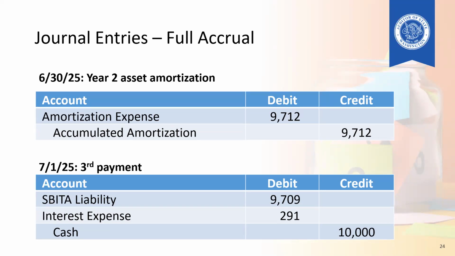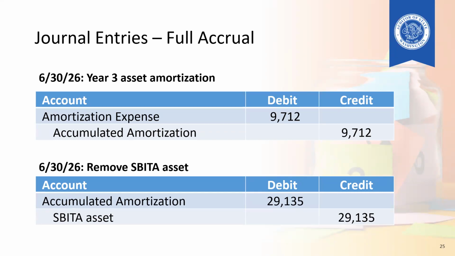The principal portion of our payment, $9,709, reduces the SBITA liability, and the remaining part of our payment, the $291, is interest expense. And at this point, our SBITA liability has been reduced to 0 because we've made all 3 of our payments and we don't owe anything on the contract anymore. And of course, at this point, you would also record the expense for taxes and technical support.